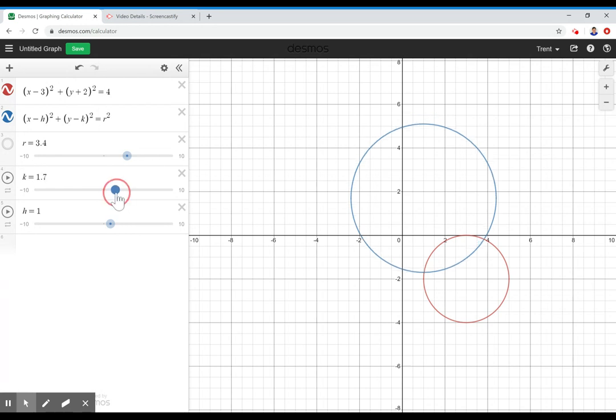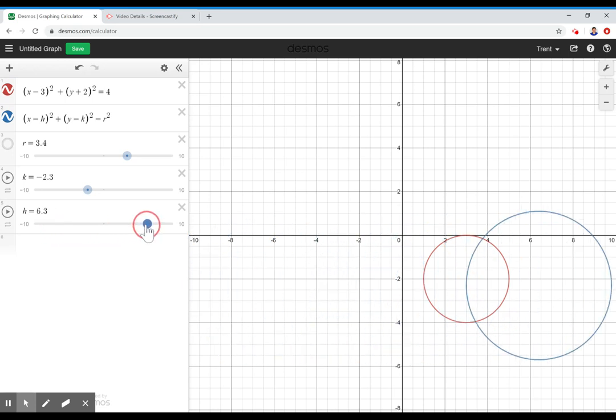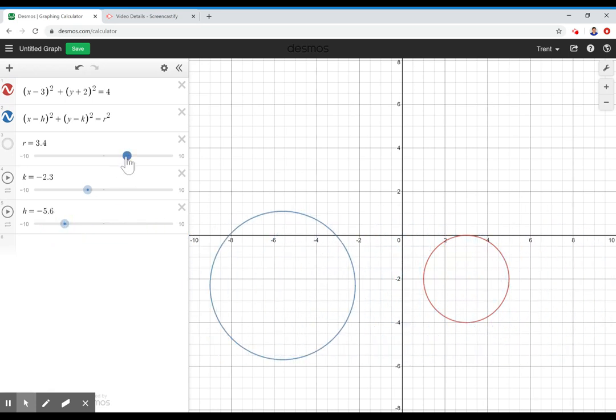Notice what ends up happening when you change the k. The k value has the effect of translating, is the word that we use in math, the graph up and down, whereas changing the h value has the effect of translating it from left to right. And then r, changing the r has the effect of dilating it.